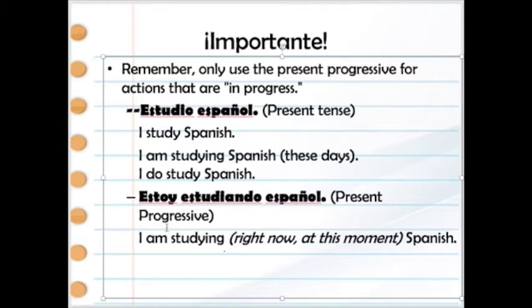And here we have the difference. Estoy estudiando español, present progressive. It means I am studying right now or at this moment. It kind of depends on the situation, but it means that it is literally taking place as we are speaking.